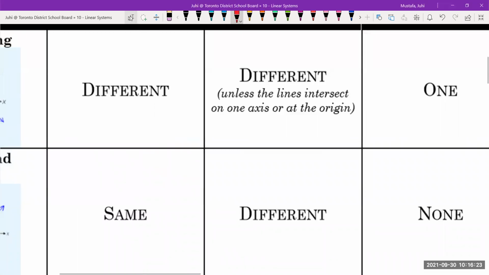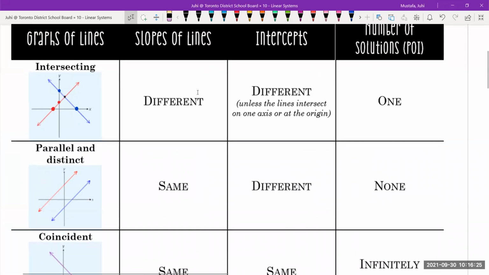And when you have a scenario like this, where the slopes are different, the intercepts are different, you have only one point of intersection. There's only going to be one solution to this, one point of intersection. And you can see that I'm going to highlight it in the yellow. It's this point right here where the two lines meet.